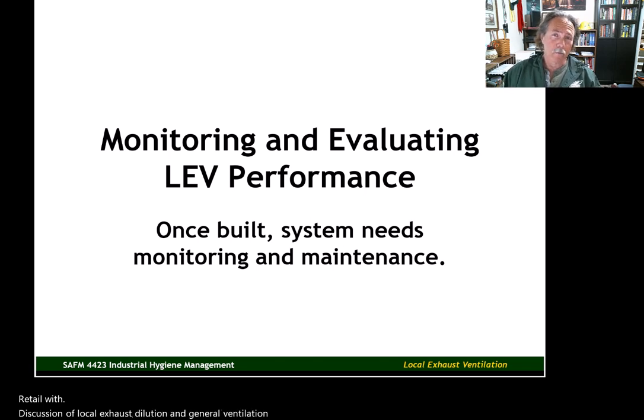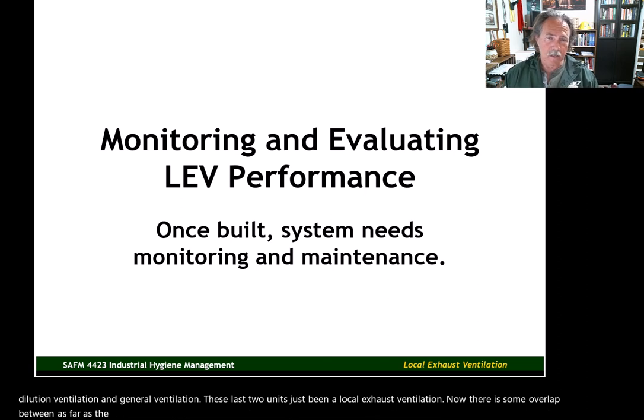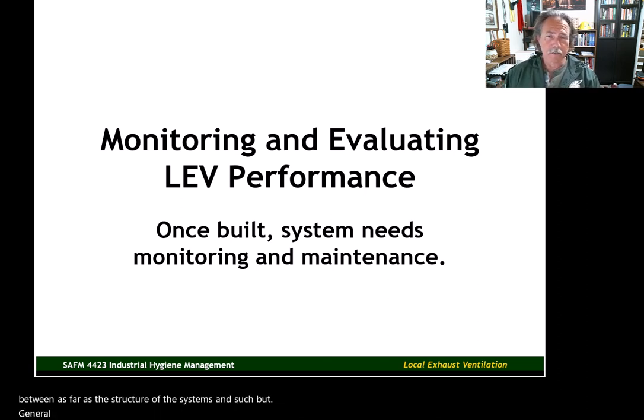Oh, and we're not done with ventilation. Our next unit will focus on dilution ventilation and general ventilation. These last two units have just been local exhaust ventilation. Now there is some overlap as far as the structure of the systems and such, but general dilution ventilation has a different objective than local exhaust ventilation.